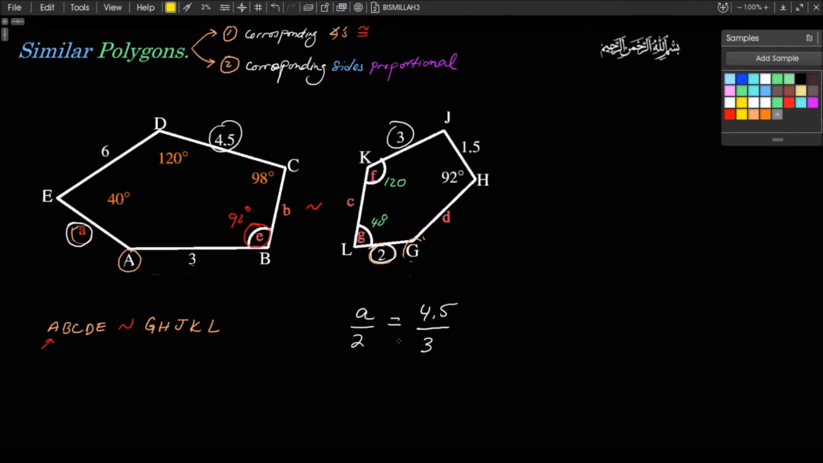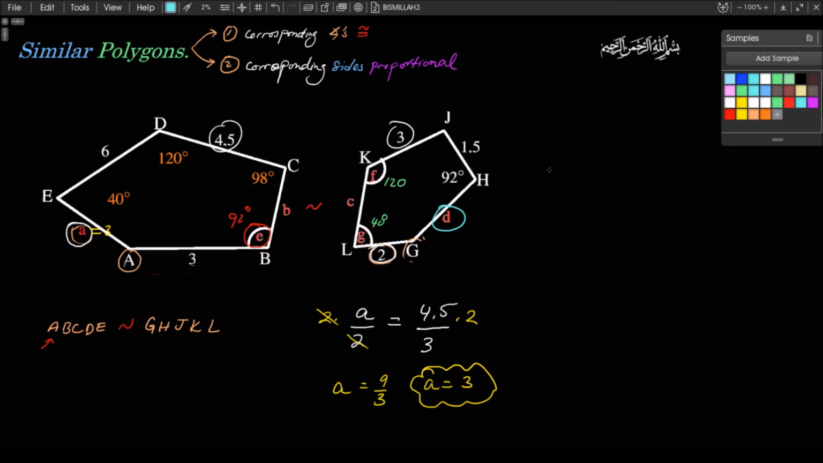All I do is I solve for A. So in this case, you can cross multiply or just multiply both sides by 2 like this. So A is going to be 3. So there we have it. So we got A. So now we have to solve for the next side. Let's solve for D over here. Let's set up a proportionality for that one.